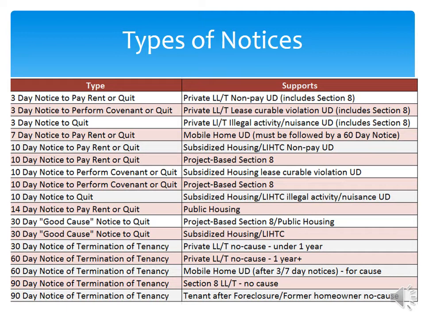These are called no-cause notices, and they need to be given in much higher days. So, for example, where a notice to pay rent or quit might be given with a 3-day notice, a notice to terminate tenancy for no cause would have to be 30 days if the tenant has been with the landlord for less than 1 year, and 60 days if the tenant has been there for over a year.